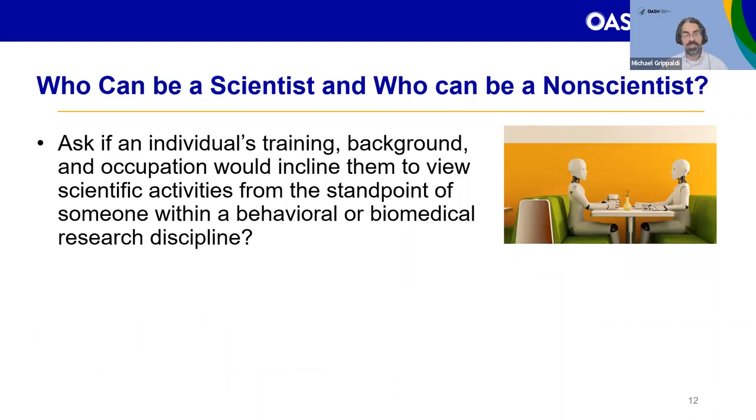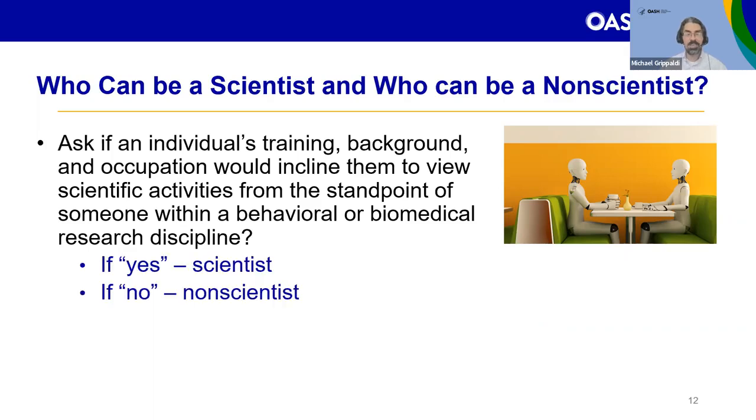We receive a lot of questions about who qualifies as a scientist, or should I say non-scientist at times. So OHRP developed this question to ask, when taking into consideration the entirety of a person's experience, would they view the activities being reviewed as someone who is in a behavioral or biomedical research discipline? Now, please note that the behavioral research discipline is included, and this means that a psychologist or possibly an anthropologist could meet this standard. So in other words, it extends beyond the typical biomedical research fields that we think of, like medicine and any of its subspecialties.